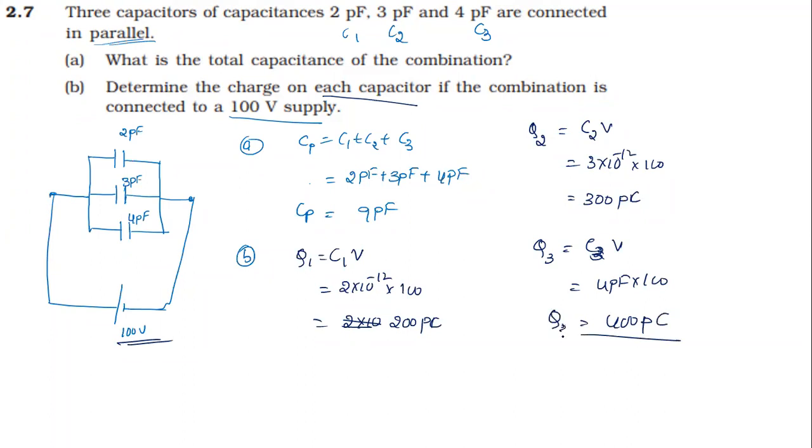That is Q3. So if they ask you the total charge, Q1, Q2, Q3, you're going to get 200 plus 300, which is 500, plus 400, 900 picocoulomb. Okay, this is about question number 2.7.